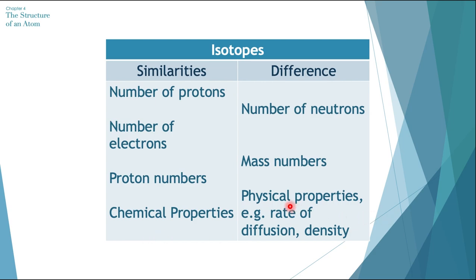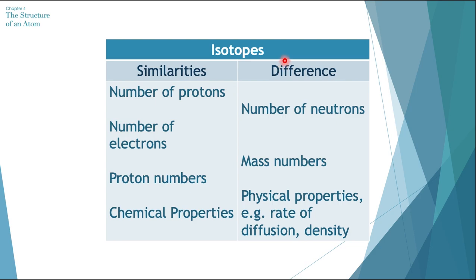Physical properties are simple, like the rate of diffusion, the density, the mass, the volume, and stuff. So the difference between isotopes and atoms is the physical properties, but the chemical properties are the same. That means that they behave the same. They have the same boiling point, the same melting point, and the same reactions with other atoms. So this was all about the relative atomic mass and isotopes.